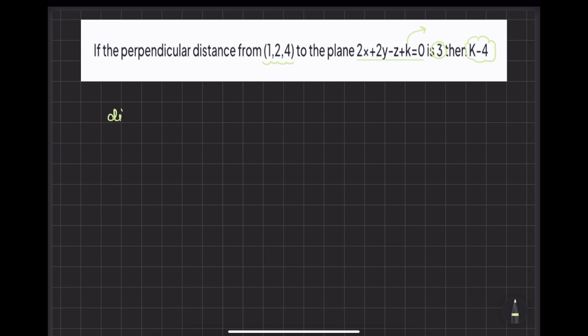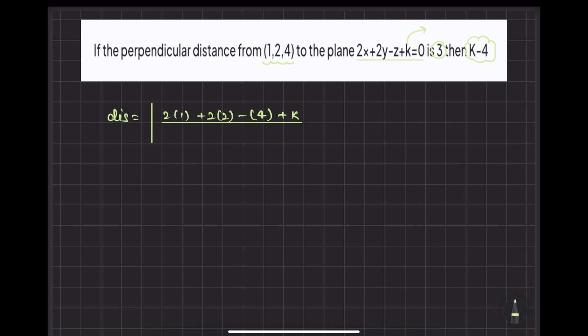As you guys are aware, the distance of the point from the plane is the point satisfaction by root under a square plus b square plus c square for the case of the plane. So first you know that the distance should be in mod. So we will satisfy the point: 2 into 1, then 2 into 2, then minus 4, then k, upon a square plus b square plus c square.